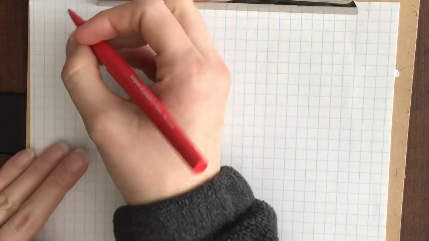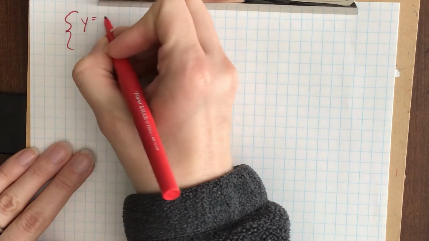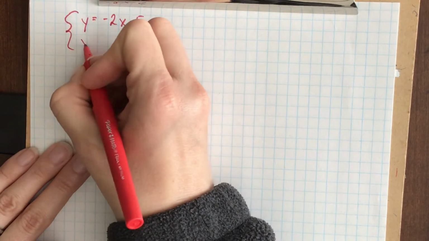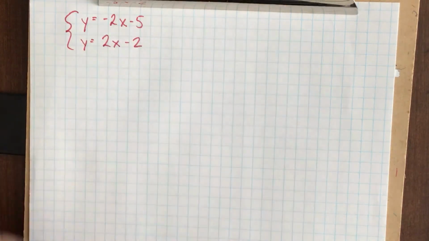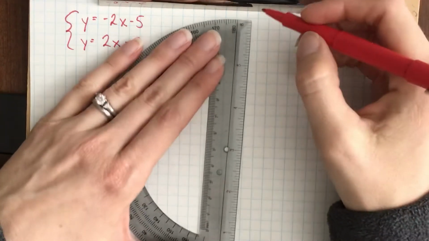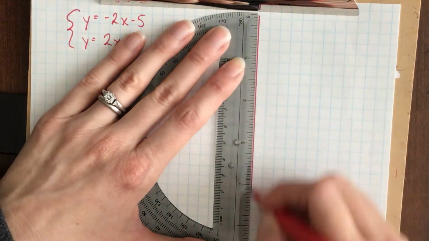So they give you two equations, your system of linear equations, and they ask you to estimate the solution. So first we're going to graph it, and then we're going to take a look at what we think the solution might be. This is just an estimate. It's not going to be exact. So let's do our X and Y axis.